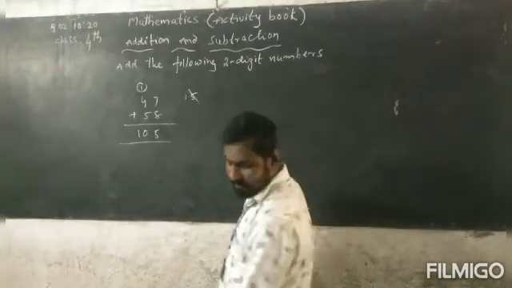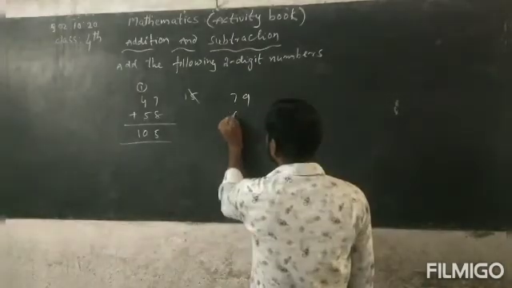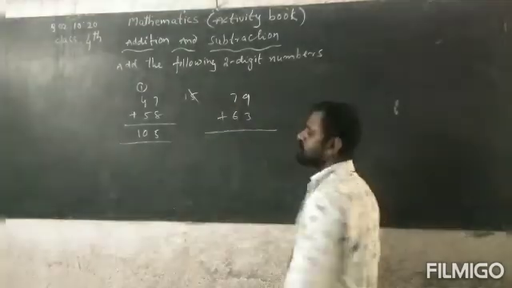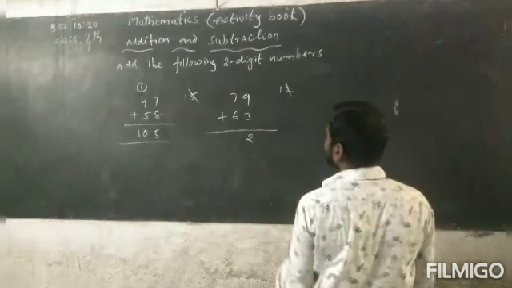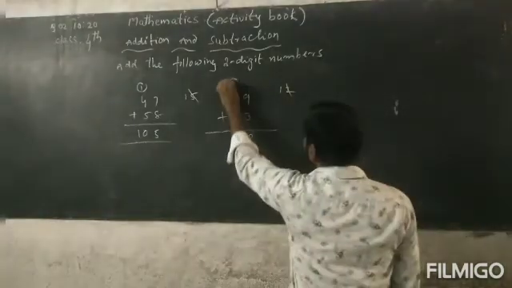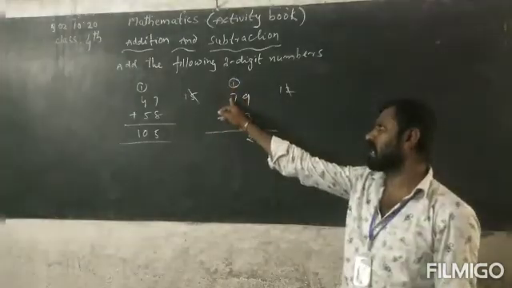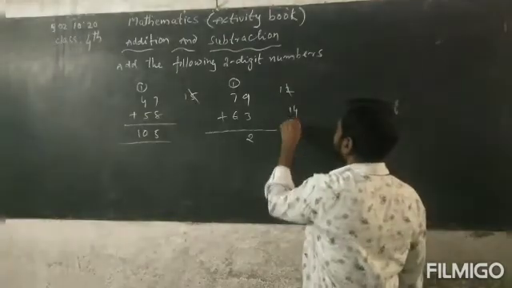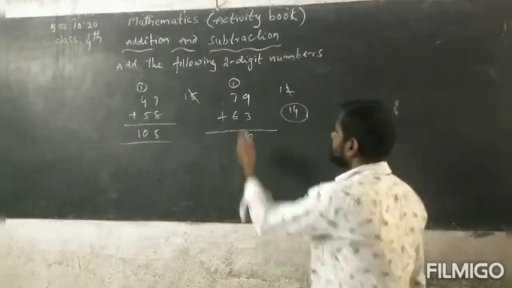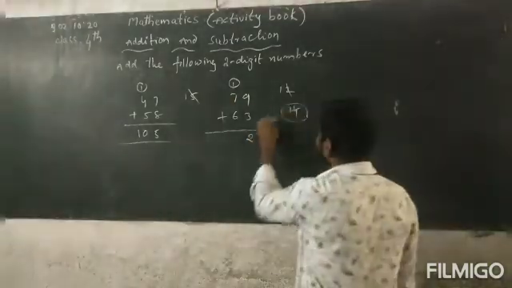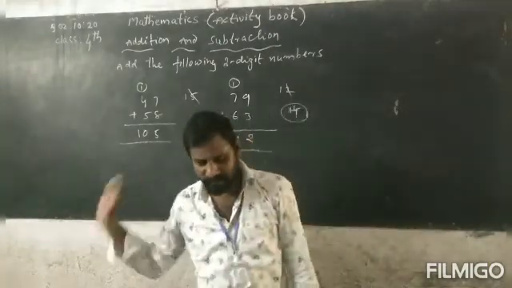Now next, 79 plus 63. First we add the digits in ones place, 9 plus 3, 12. So 2 is taken and written right under the ones column, 1 is carried to tens place. Now we add the digits in tens place along with the carry. 1 plus 7, 8, 8 plus 6, 14. So there is no carry. Because this is the last column of the given numbers, you can write directly, that is 14. First we write 4, next we write 1, 14. You can do it like that only.